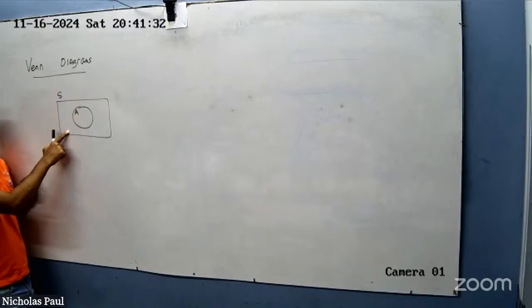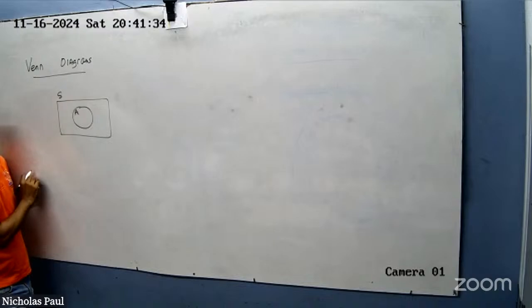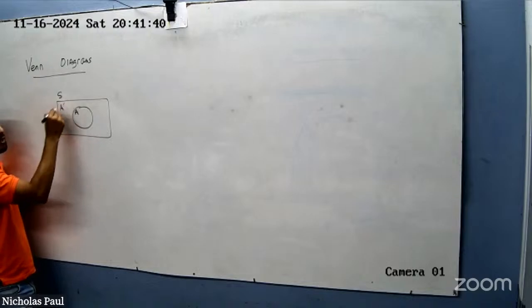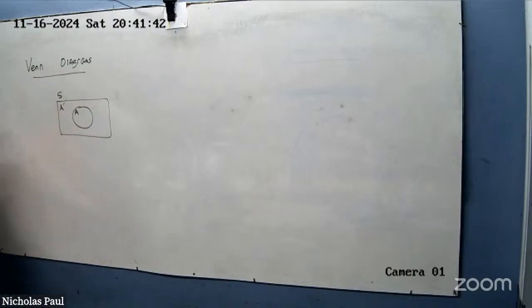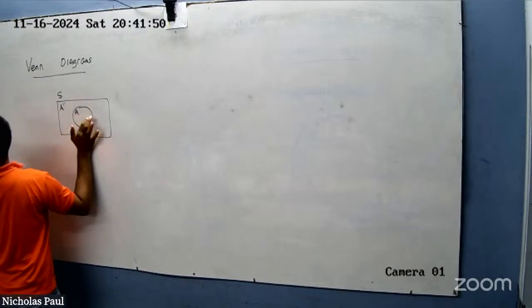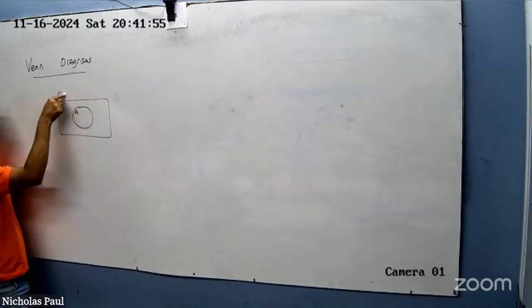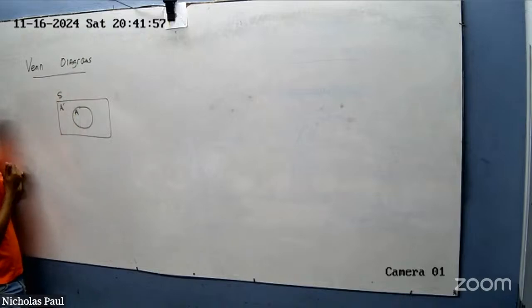What's outside here called? A prime, not E, right? E complement. Remember that? Outside here is what we call A complement. That's everything that's in the sample space but not in A. So this here is everything in A, and this is everything outside of A but in the sample space.